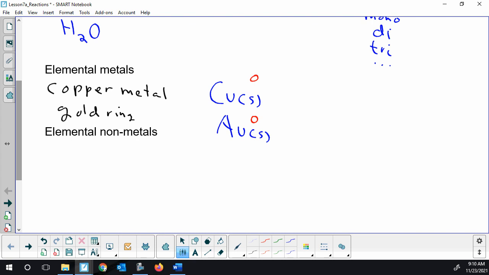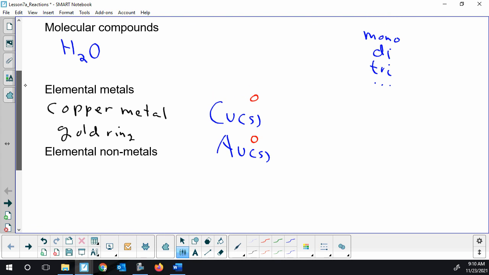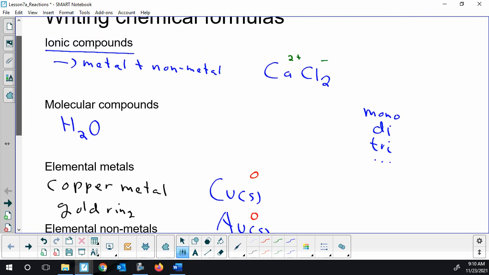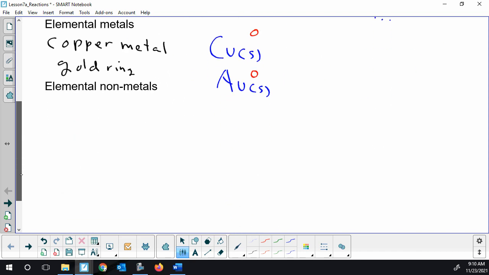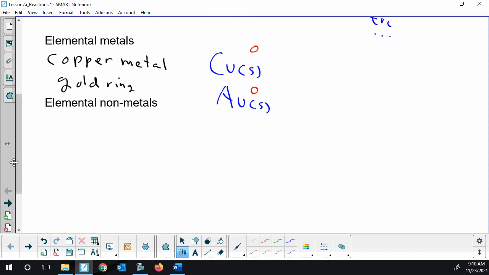If you're wearing gold jewelry, you don't get zapped. There's no charge to the gold in gold jewelry. Whereas when you have an ionic compound, there is a charge. Calcium is 2+, you don't get zapped by it or feel that charge because you've got a negative charge to balance it out. So that's our elemental metals that are on the far left side of the periodic table.